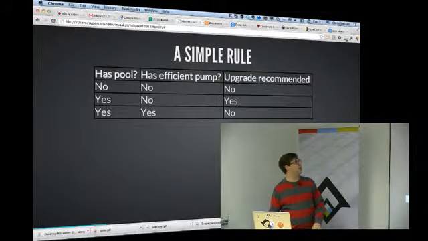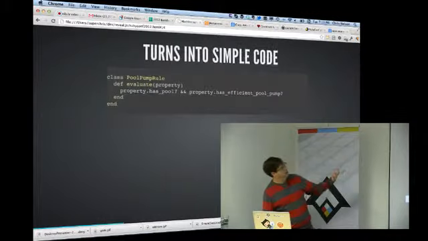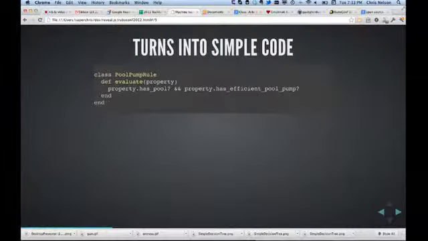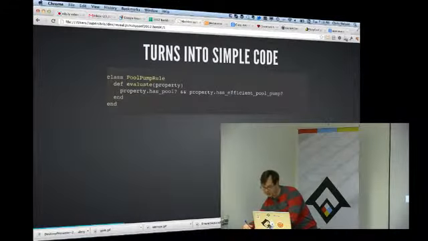And it turned into, as you might guess, really simple code. We had a pool pump rule. This is not actual code. This is just sort of made up. But something like this, if the property has a pool and the property does not have an efficient pool pump, I've got to go in and fix that later. Does not have efficient pump.